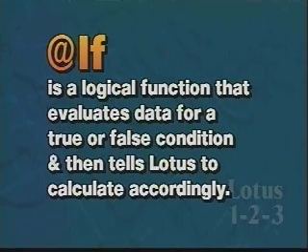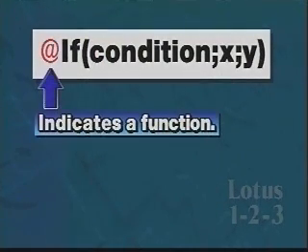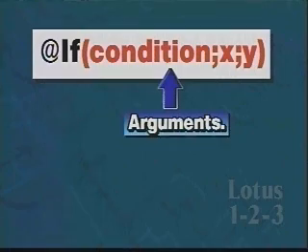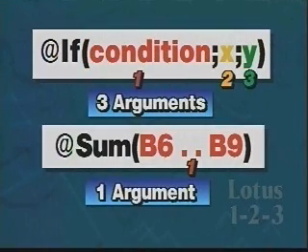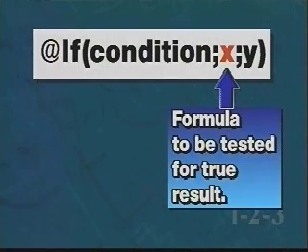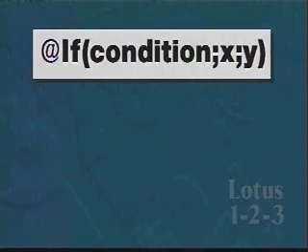The @if function follows the same basic structure as the @sum function used in the first two lessons. It begins with the @ sign to indicate a function. Then comes the name of the function, followed by the arguments or variables enclosed in parentheses. The @if function contains 3 arguments, not one range of cells like the sum function. The first is a condition to be tested for true or false. The second is a formula for the true result, and the third is a formula for the false result. The x and y in this function will soon be separate formulas.